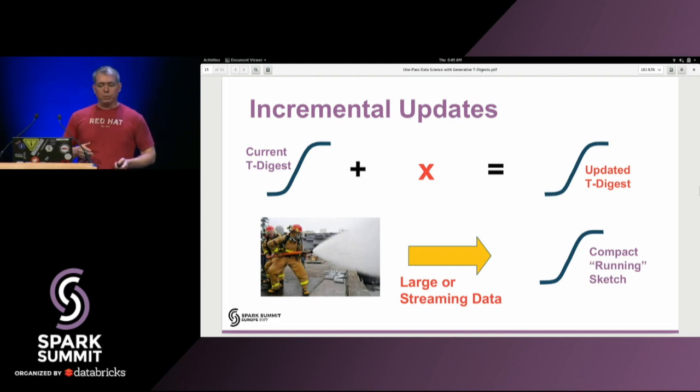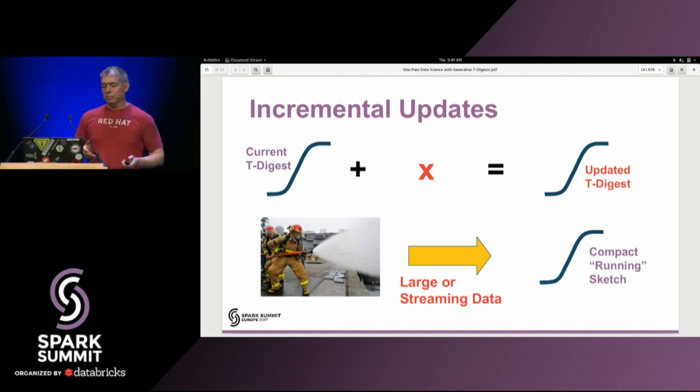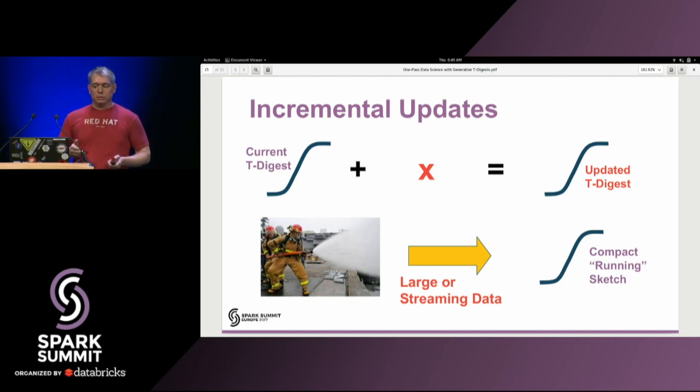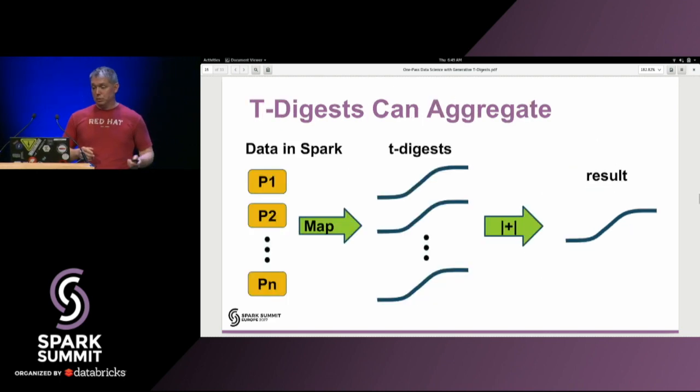They have some great properties. The first one is they do incremental updates. So if you have a t-digest, you can dump in another value, and what you get is an updated t-digest. That's a very efficient operation. This makes them great for taking sketches of very large data sets or streaming data that's unbounded. You can just keep a very compact running sketch of your data as it passes by the t-digest.